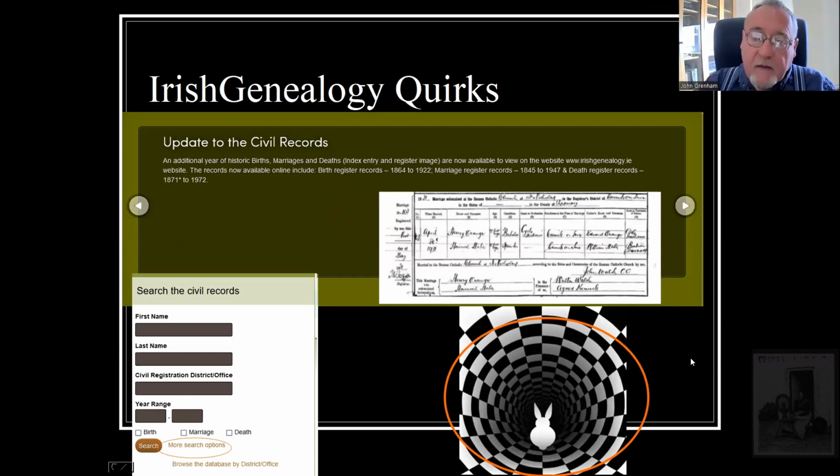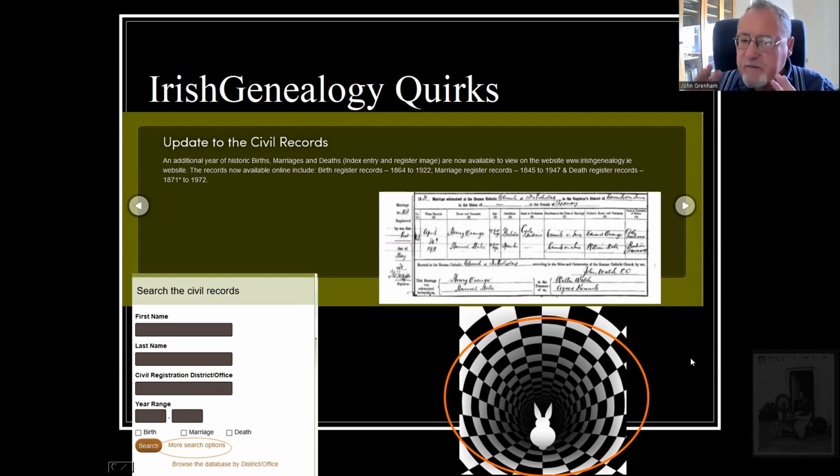One of the things to keep in mind now is they've just added another year to the births, marriage, and deaths records. So they now come up to 1922 for births, 1947 for marriages, and 1972 for deaths, with that little gap at the very beginning of deaths as well. One thing to keep in mind is that the partition of Ireland happened in 1921. The 1922 records include records only from the 26 counties in what was then the Free State and is now the Republic of Ireland. So keep that in mind.